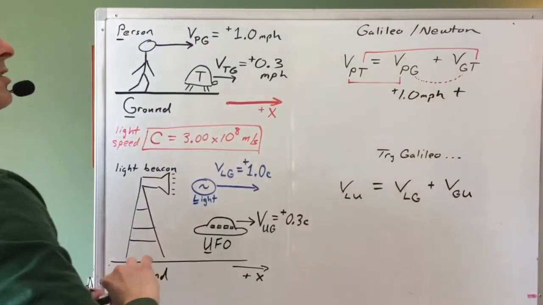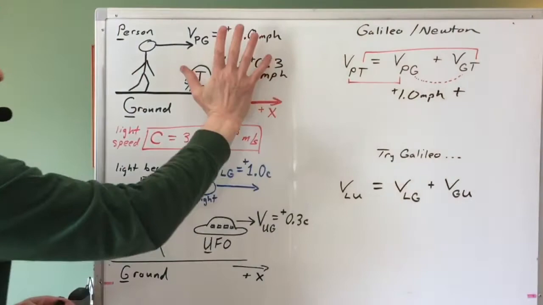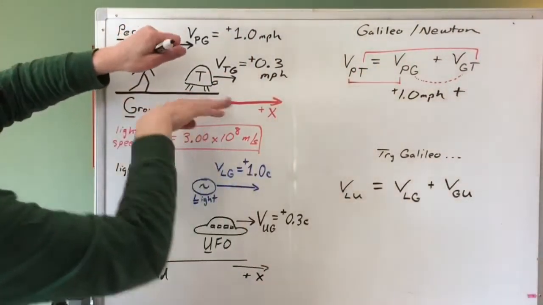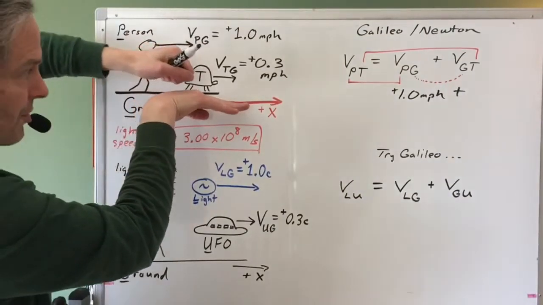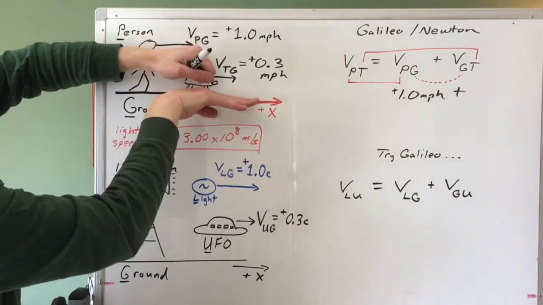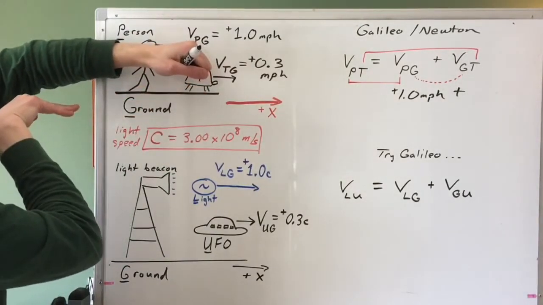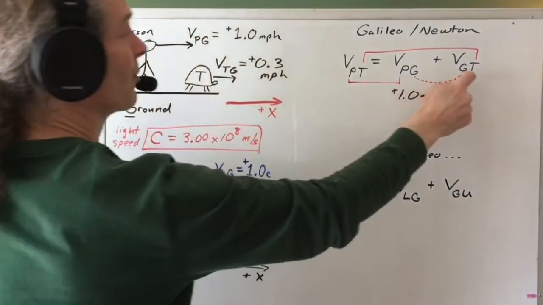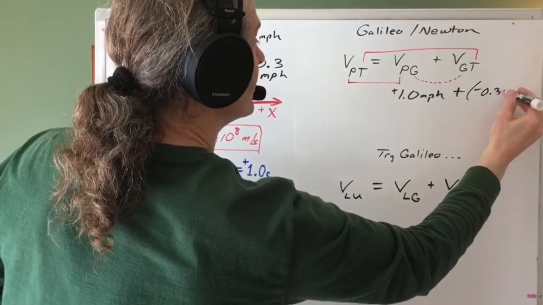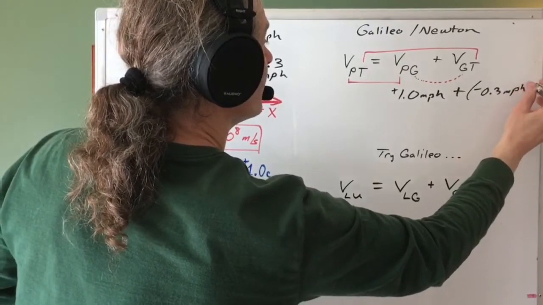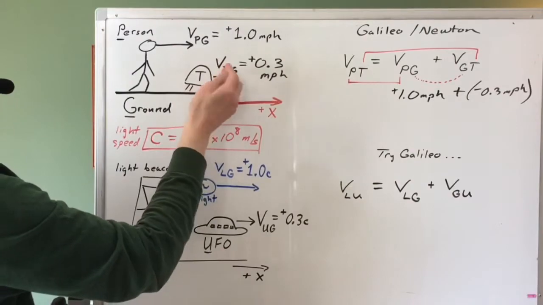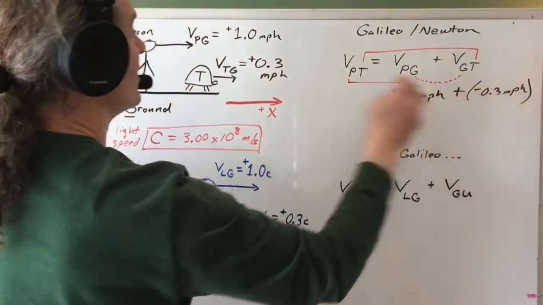Velocity of the ground relative to the turtle, well, that's not specifically in here. I've got the velocity of the turtle relative to the ground. Relative to the ground, the turtle is going to the right at 0.3 miles per hour. But from the turtle's perspective, the ground is moving to the left at 0.3 miles per hour. So the velocity of the ground relative to the turtle is minus 0.3 miles per hour. Just keep in mind, anytime you flip the subscripts on the relative velocity, you change the sign.